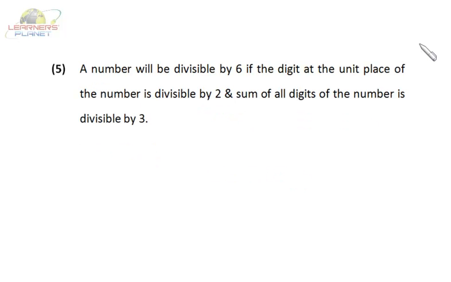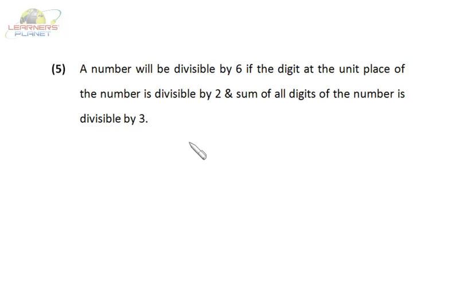Now let's see the divisibility rule of 6. A number will be divisible by 6 if the digit at the units place of the number is divisible by 2 and the sum of all digits of the number is divisible by 3. Kids, a number will be divisible by 6 if it is divisible by 2 and 3 both. That means it is necessary for a number to be divisible by 6 that it should be divisible by 2 and 3 both. Let's take one example.